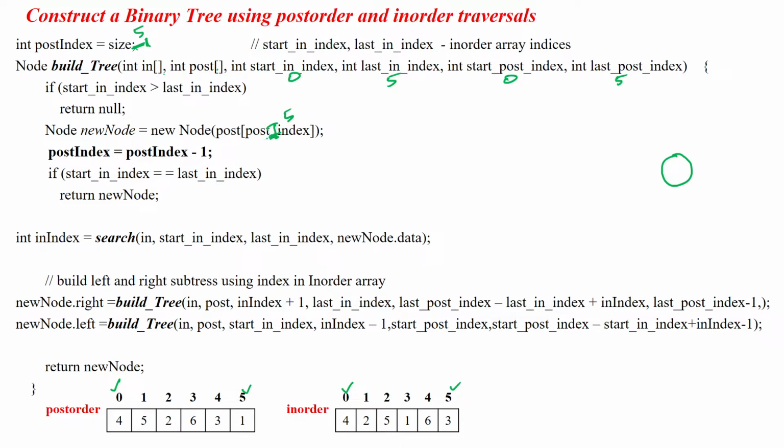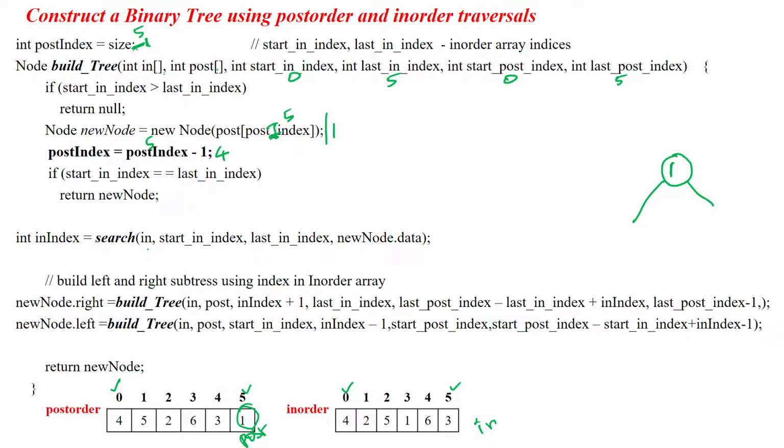So this is the array post, this is the array in. Now post of post index, here 5, is having the value 1. That 1 is assigned as a new node that will have the left subtree and right subtree. So node value is 1. Now post index is decrementing by 1. 5 minus 1 will be 4. Then we are checking starting index 0 equal to last in the in order index 5, which is false. It will not execute.